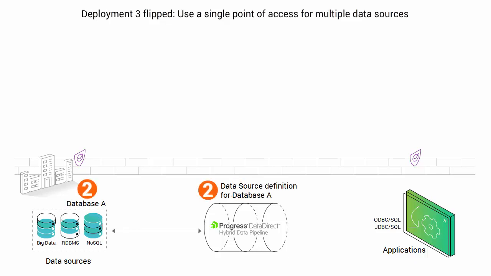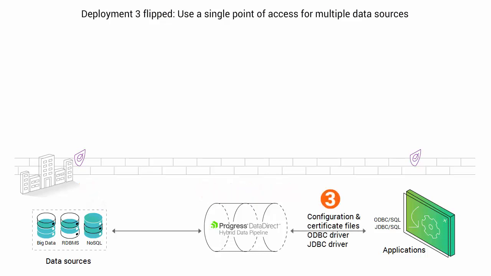Next, create a data source definition. Then, download the ODBC or JDBC installer and copy the configuration and certificate files to the same directory. Install and configure the driver. Configure each business app to use the appropriate driver.